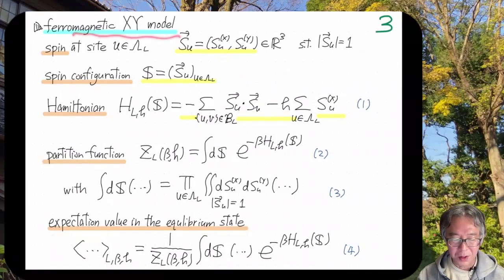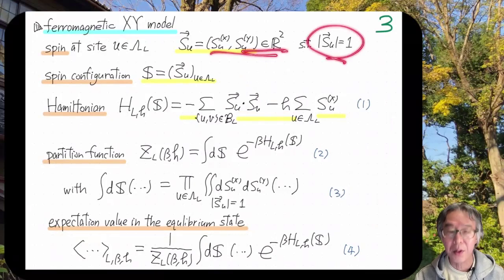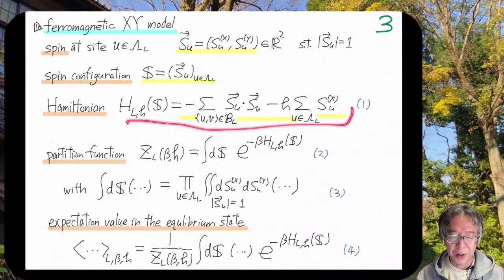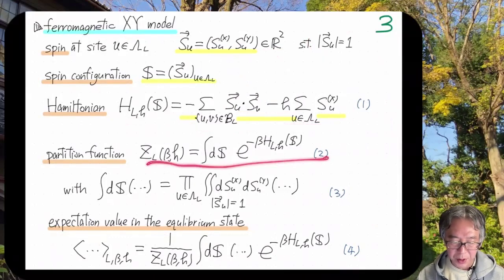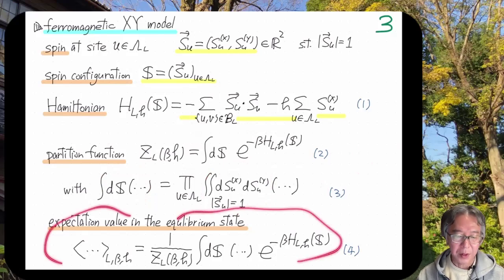What is the XY model? It's almost the same. I just copied and pasted. So now spin, in this case, has 2 components. Of course, dimension can be anything, but the spin is sort of 2 dimensional. So we have, oh, here's a mistake. This is all squared. Okay, so spin has 2 components like this, and again, the size is fixed to be 1. The spin configuration is this, and the Hamiltonian is exactly the same. Okay, now the partition function is again the same, but now here I just integrate over all these spins. And this is the expectation value, again the same.